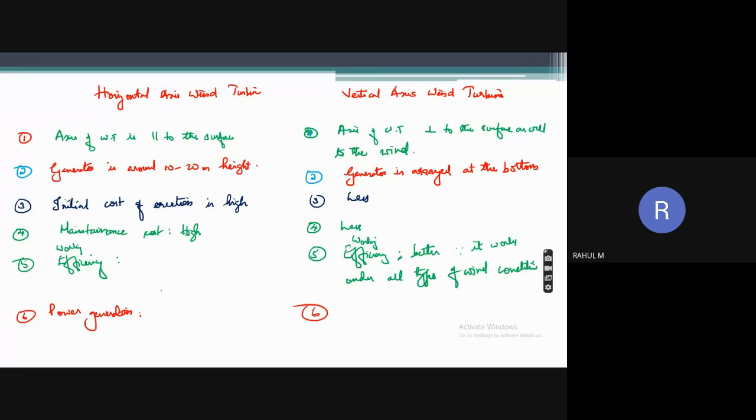Compared to this one, the power generation, as per an article, is around 10 times higher. We cannot generalize exactly, because the size of the two differs. But generally you can say that the power generation is almost 10 times higher than vertical axis. Okay, but again it can also be increased. Studies are going on to increase the efficiency of this vertical axis wind turbine, or to increase the power generation or the power output of this vertical axis wind turbine as well.